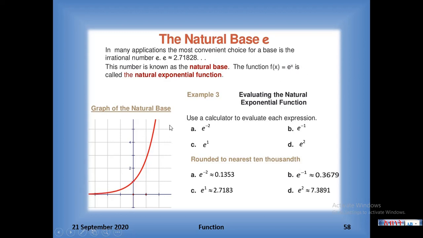So every law works for natural exponential functions. And the graph looks like this. For example, e to the power of minus 2 means 1 over e to the power of 2. e to the power of 1 means e. e to the power of 0 is 1, and e to the power of minus 1 is 1 over e. e to the power of 2 means the square of this. Round it to the nearest 10,000. You can round it like that. By the way, you can find it in your calculator.